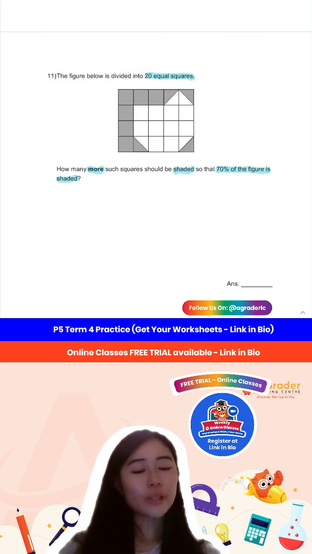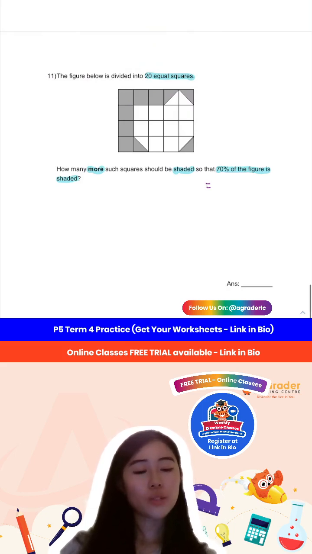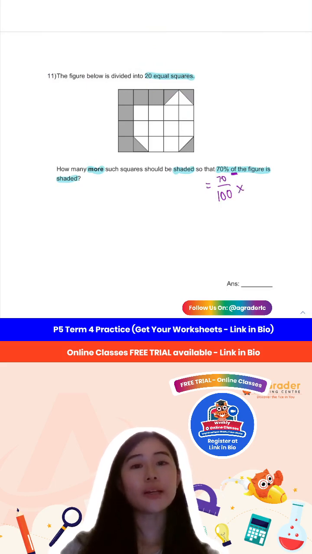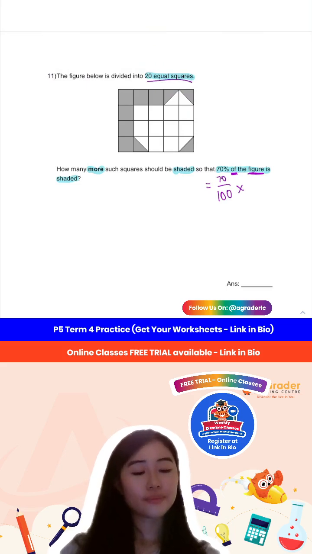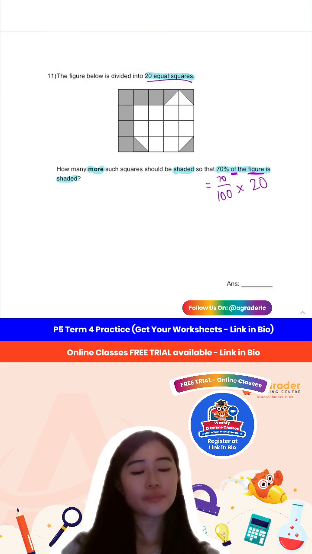So firstly, I'm going to find out how many squares there will be if we are trying to shade 70% of the figure. So 70%, you can write it as a fraction, 70 over 100. Then the keyword "of" means multiply, and the figure refers to the 20 equal squares. So you will do this calculation and then you can cross cancel.